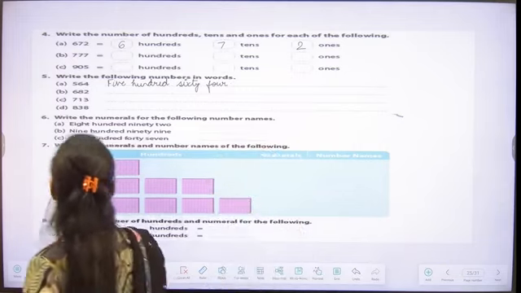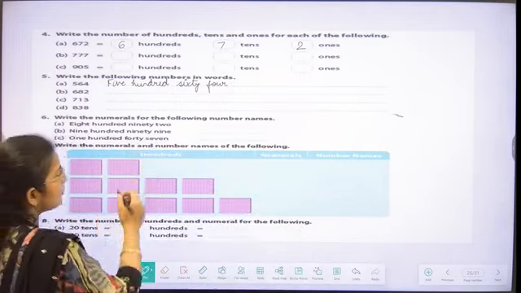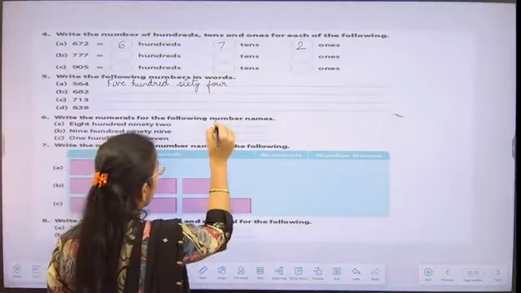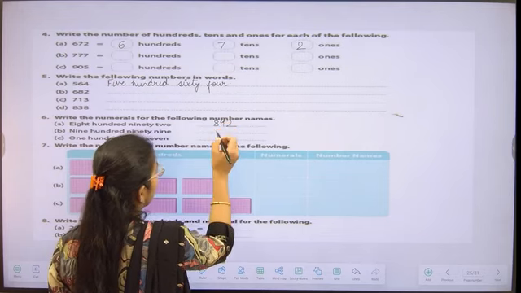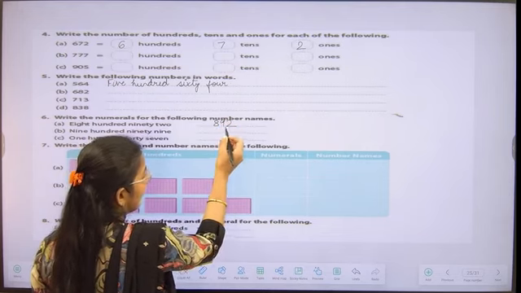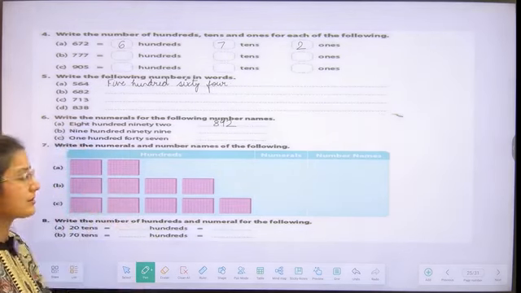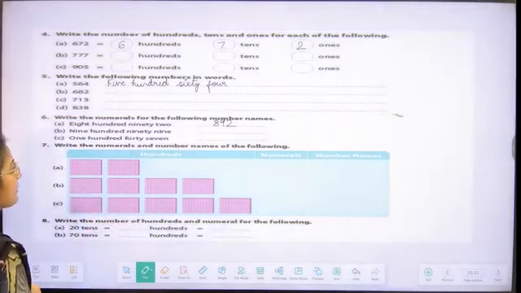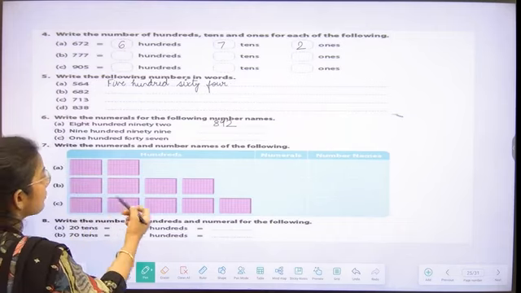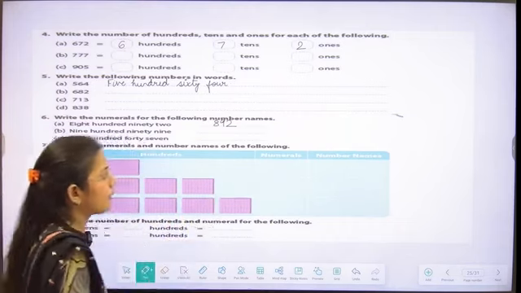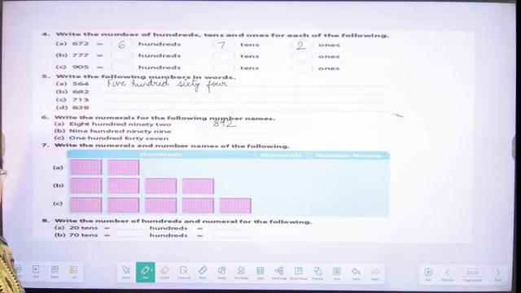Let's do the first one, 892. So first we have to write 892. Then it becomes 892. Rest of second and third, you can do it by yourself, student. Moving to the next one, we have to write the numerals and number names of the following. First, we have to write the numerals.